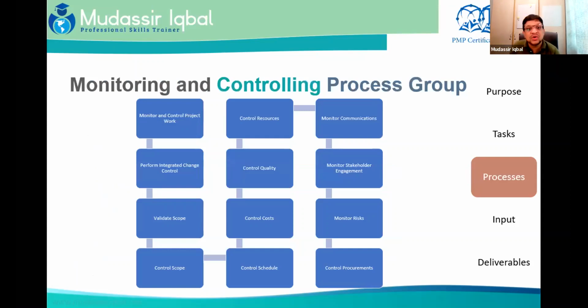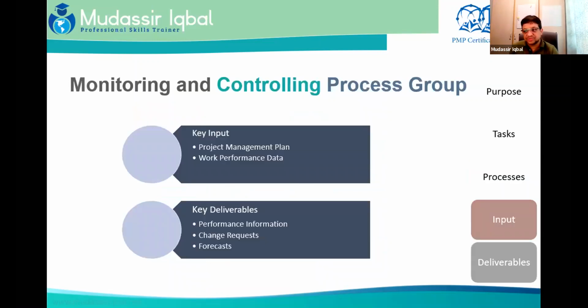So we can see there are 12 processes here. Most of it is in the monitoring and controlling process group. And you could see it is largely one in every area except the integration and the scope: control resource, control quality, control cost, control schedule, monitor risk, manage stakeholder, control procurement, and monitor communication. So these are your monitoring and controlling process group.